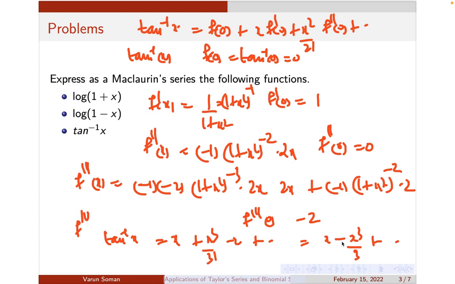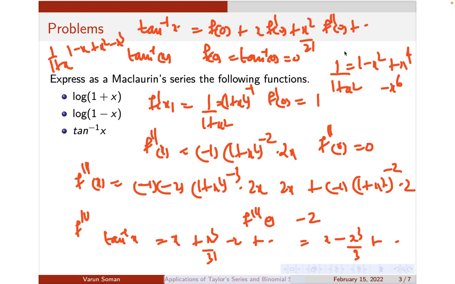Or you can also use the other method, because you know that the derivative of tan inverse x is 1 by 1 plus x square. So you know the expansion of 1 by 1 plus x square from the expansion of 1 by 1 plus x. The expansion of 1 by 1 plus x is 1 minus x plus x square minus x cube. So for the expansion of 1 by 1 plus x square, in place of x you have x square here, so it will simply be 1 minus x square plus x raised to 4 minus x raised to 6 plus etc. Okay, so this is the expansion of 1 by 1 plus x square.